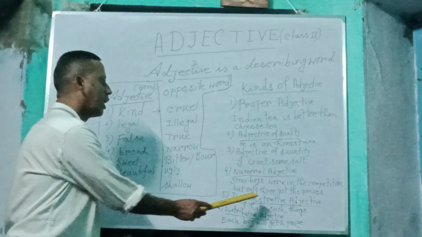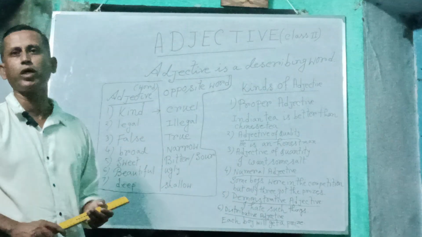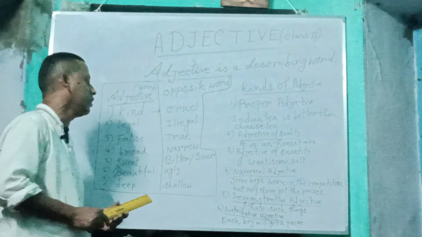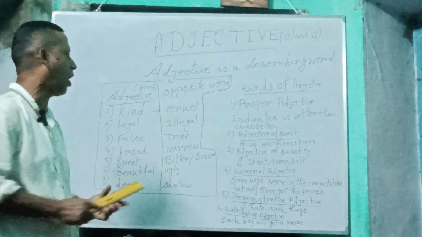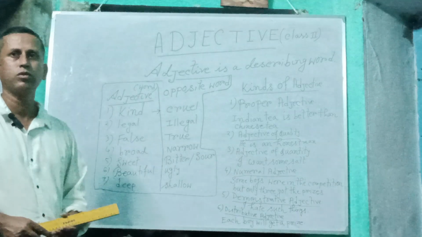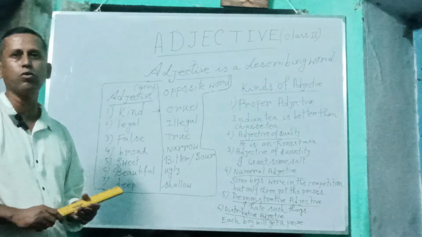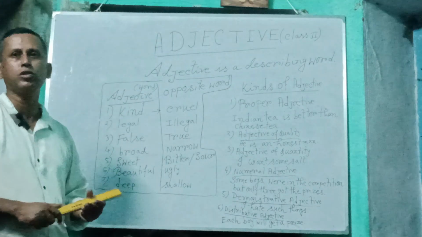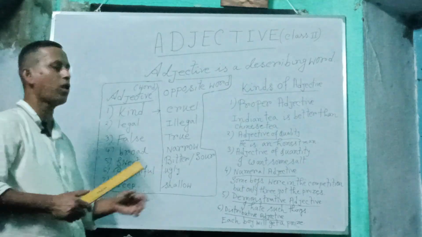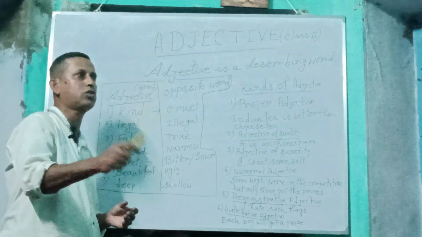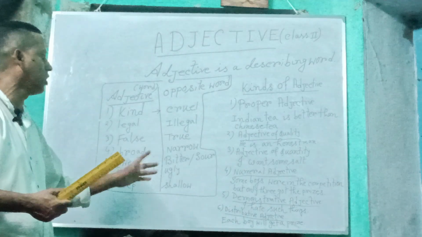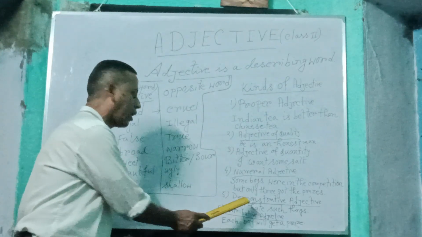Number 5, demonstrative adjective, is very important in spoken English. This, that, these, those, such, all are demonstrative adjectives. So this book is narrow, this book is good, this book is thick, this book is thin. So all are "this" or "that": this is near, that is far.